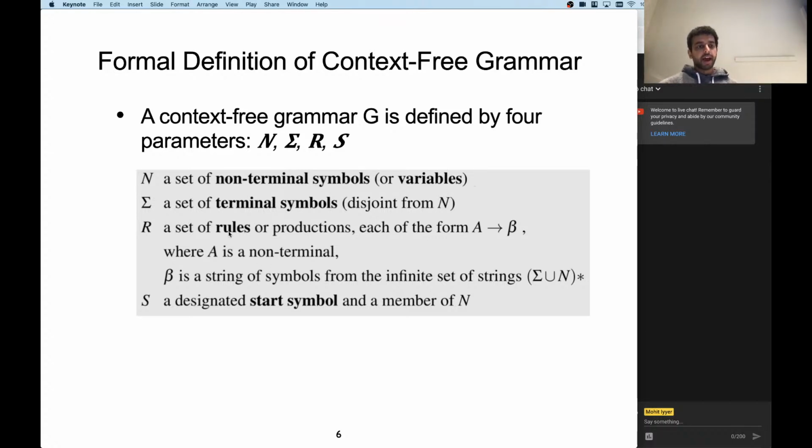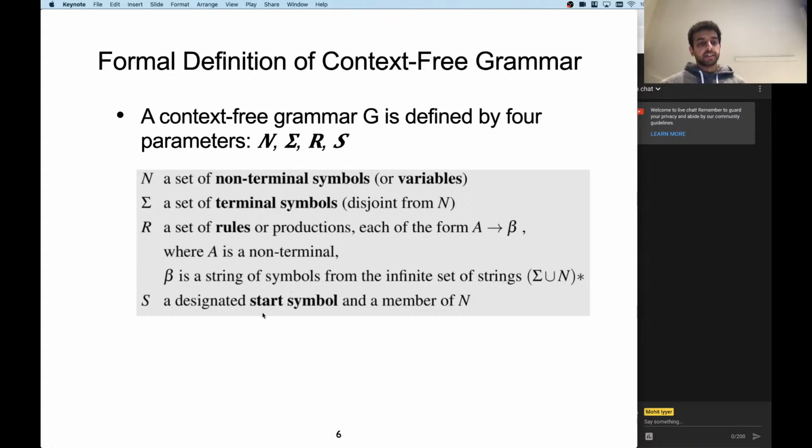So you have this set of rules, which is of the form non-terminal on the left-hand side, created by some combination of either non-terminals or terminals. So you could say, I can form a noun phrase by combining two noun phrases together, or I could form a noun phrase by combining a determiner and a noun, or whatever.